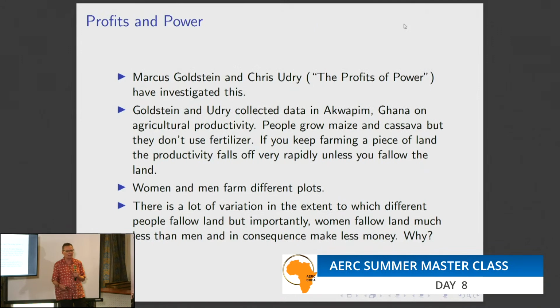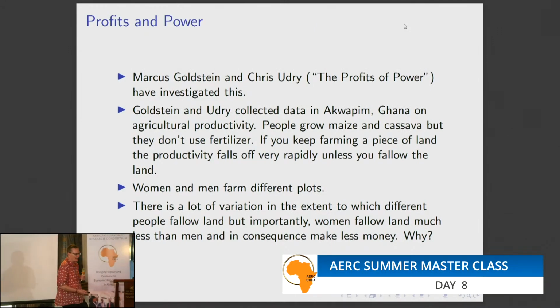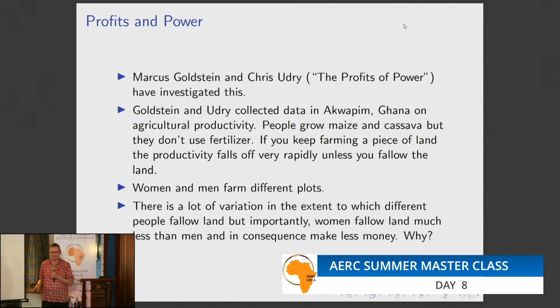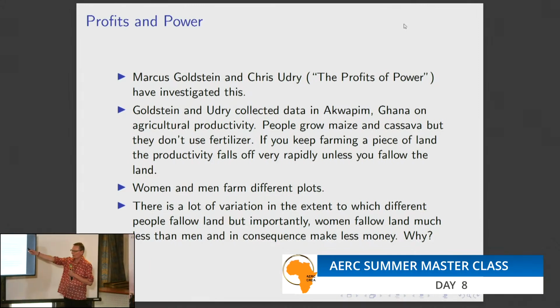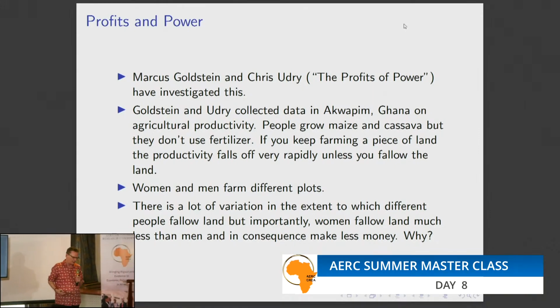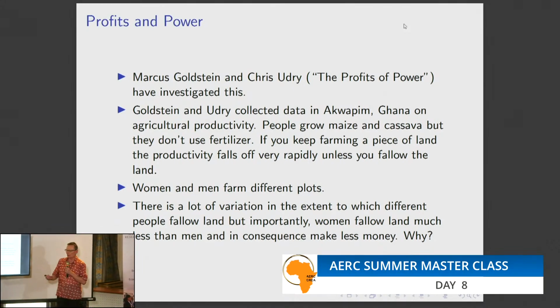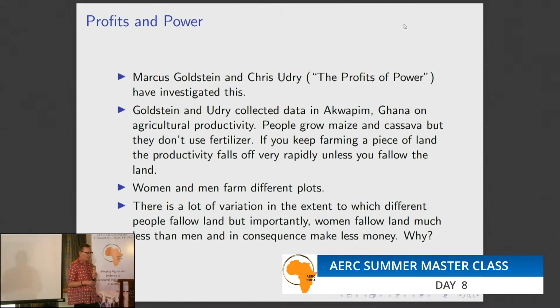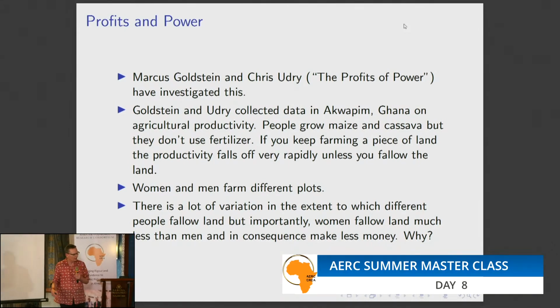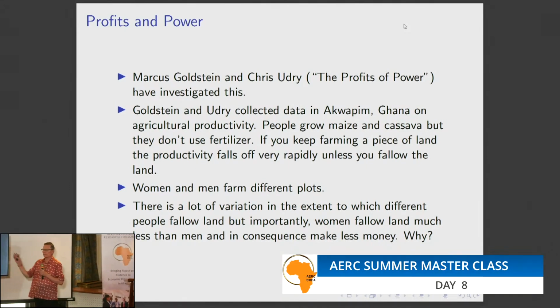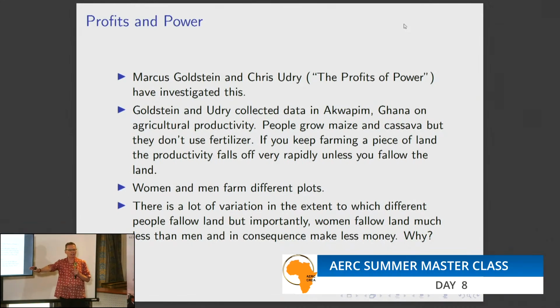If you're an economist, you think that markets are the solution to everything, right? So the fact that there's no land market should be a problem. This paper by Marcus Goldstein and Chris Udrich collects data in Aquapim, which is inland from Accra, 20 or 30 miles inland. It's a beautiful ridge, the Aquapim Ridge. People all grow the same stuff. They grow a bit of pineapples for market, but mostly they grow maize and cassava, and nobody uses fertilizer.